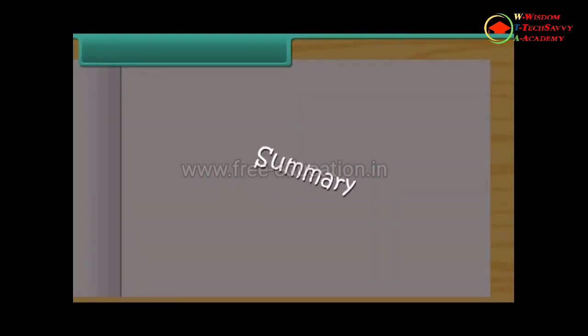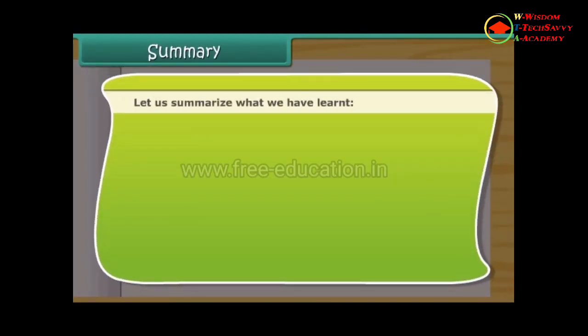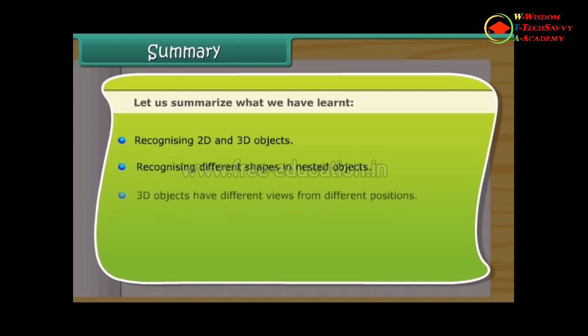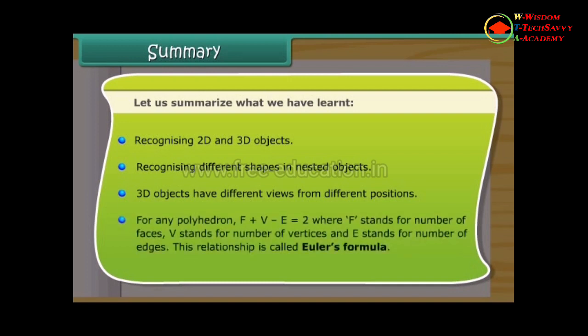Summary. Let us summarize what we have learned. Recognizing 2D and 3D objects. Recognizing different shapes in nested objects. 3D objects have different views from different positions. For any polyhedron, F plus V minus E is equal to 2, where F stands for the number of faces, V stands for the number of vertices, and E stands for the number of edges. This relationship is called Euler's formula.